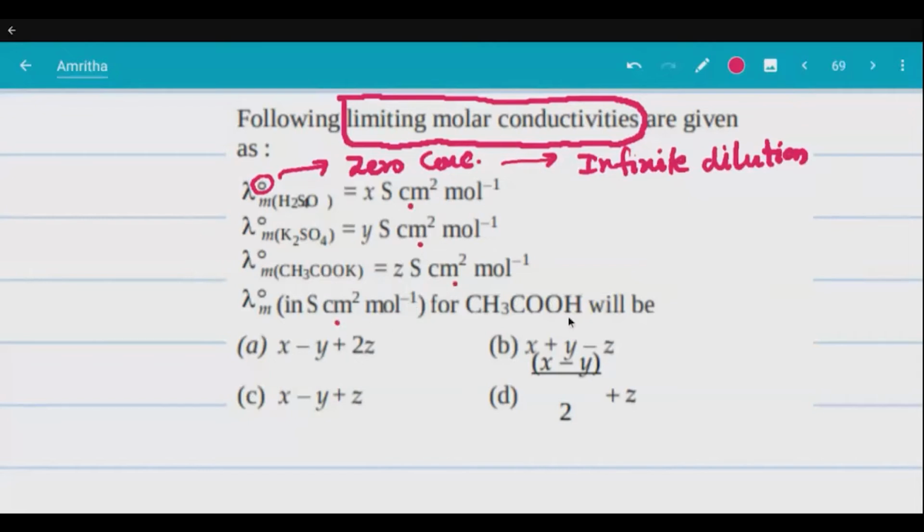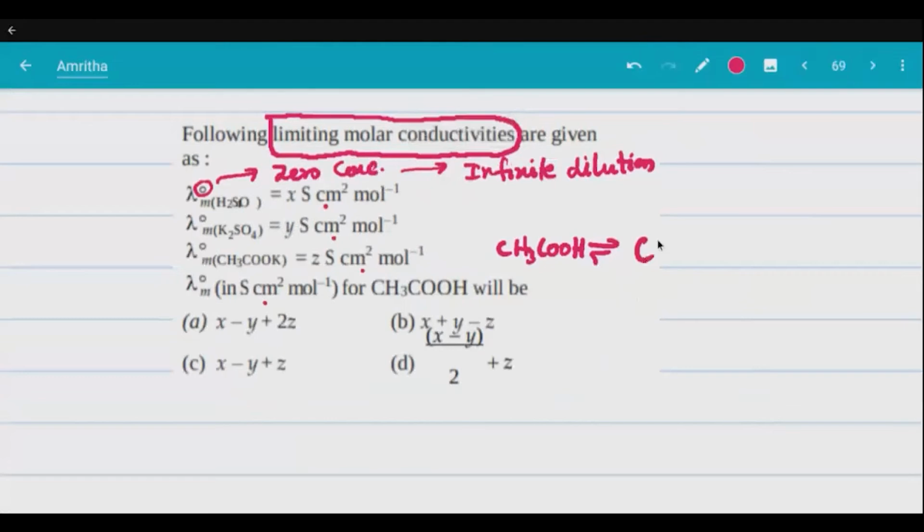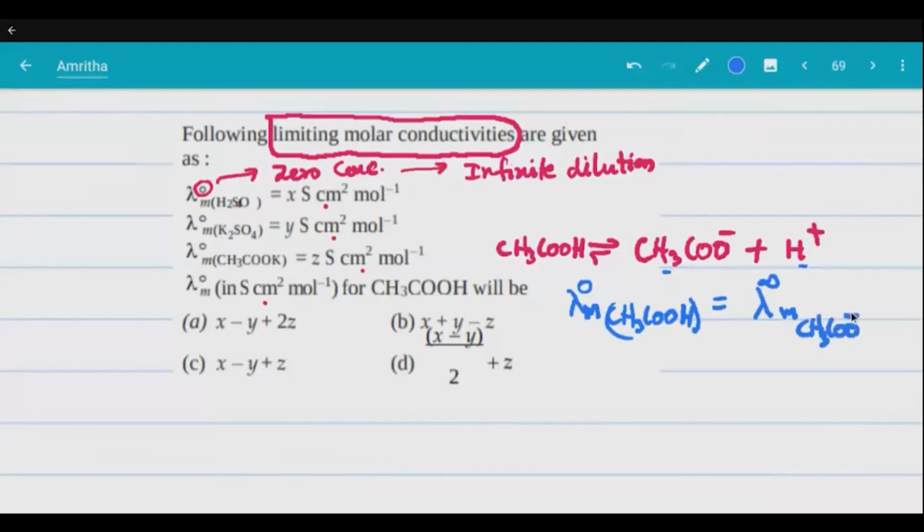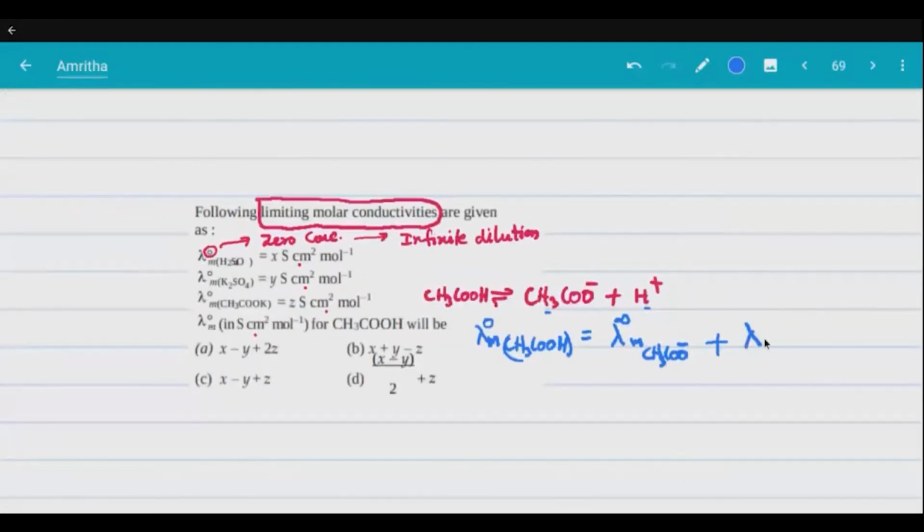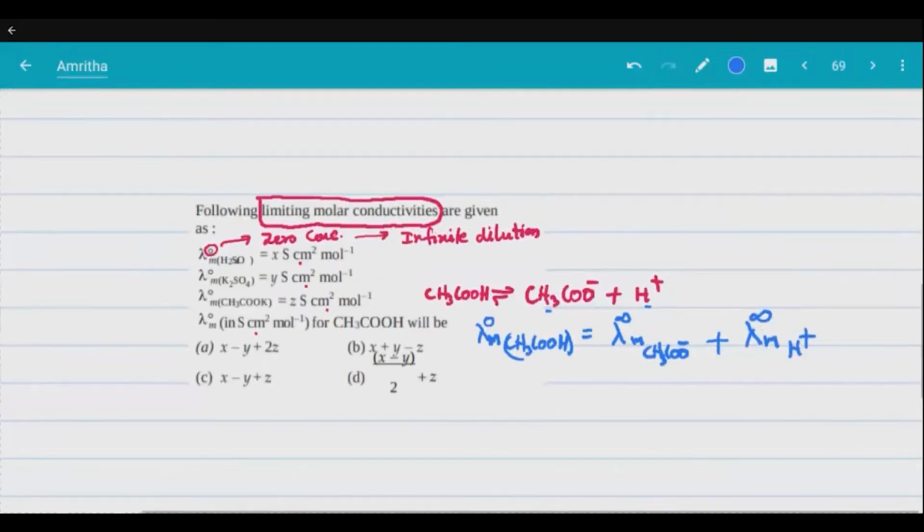What you have to do first: what are the ions in acetic acid? Just look at this. We will write the dissociation: CH3COO minus plus H plus. We need these ions. Acetic acid, if you write it here, is taken at 0 concentration. If you write infinity also, it has the same meaning, infinite dilution. So acetic acid is equal to the acetate ion plus lambda m infinity of H plus. Lambda m means molar conductance.